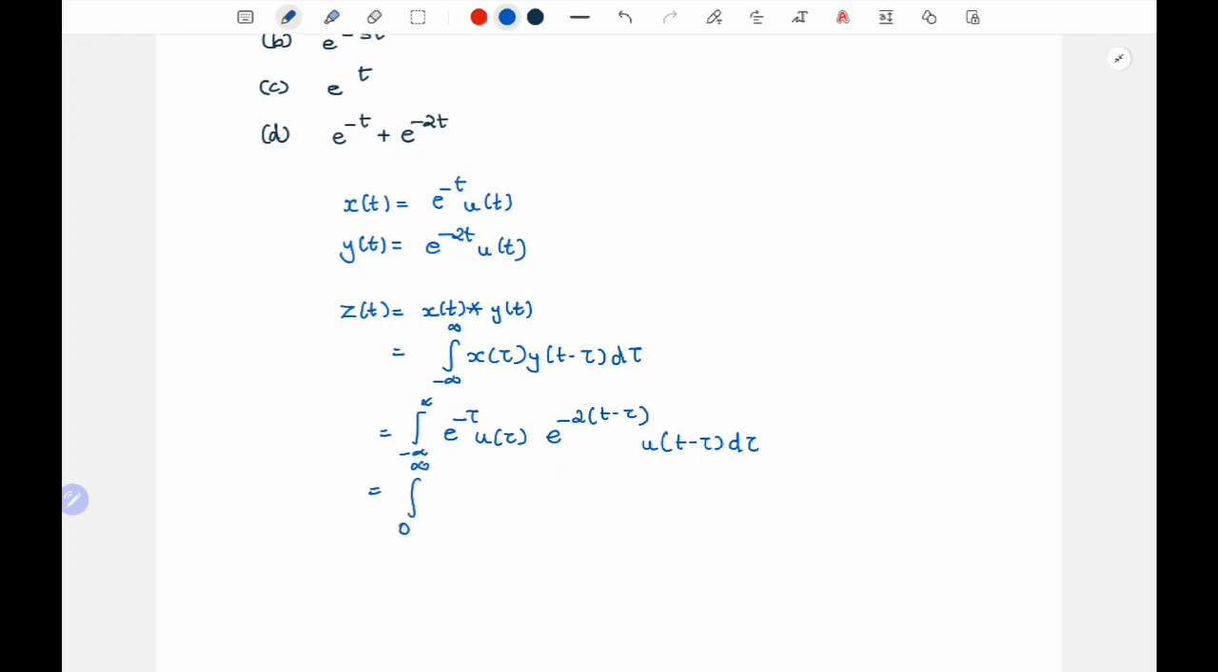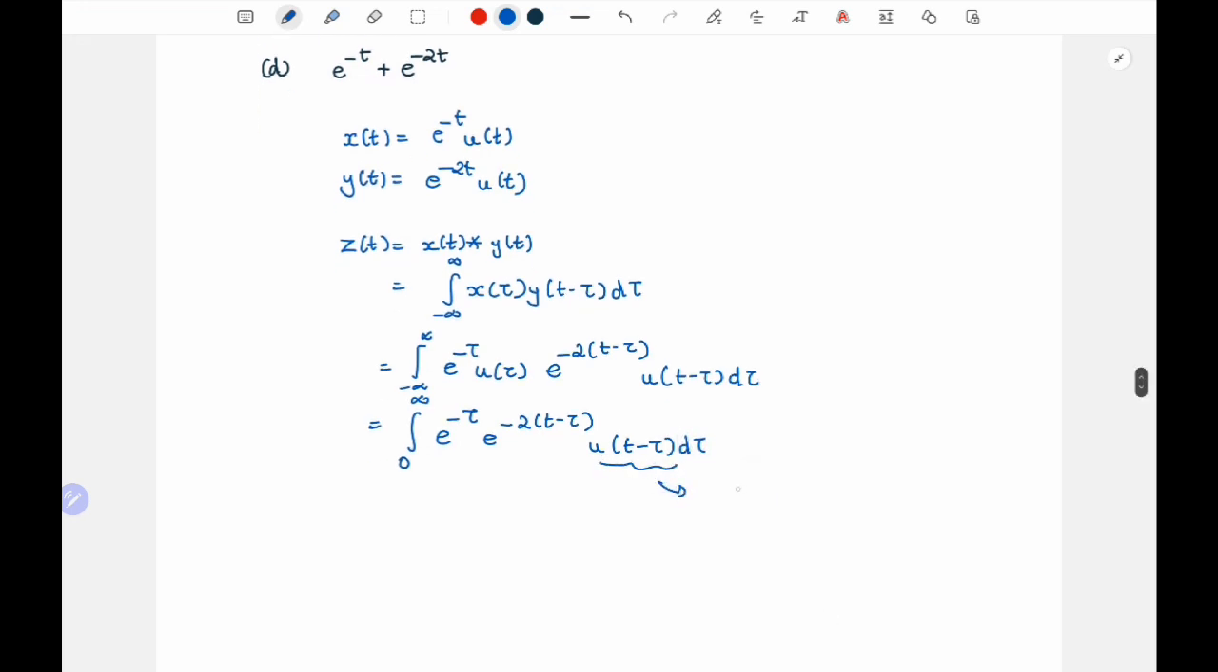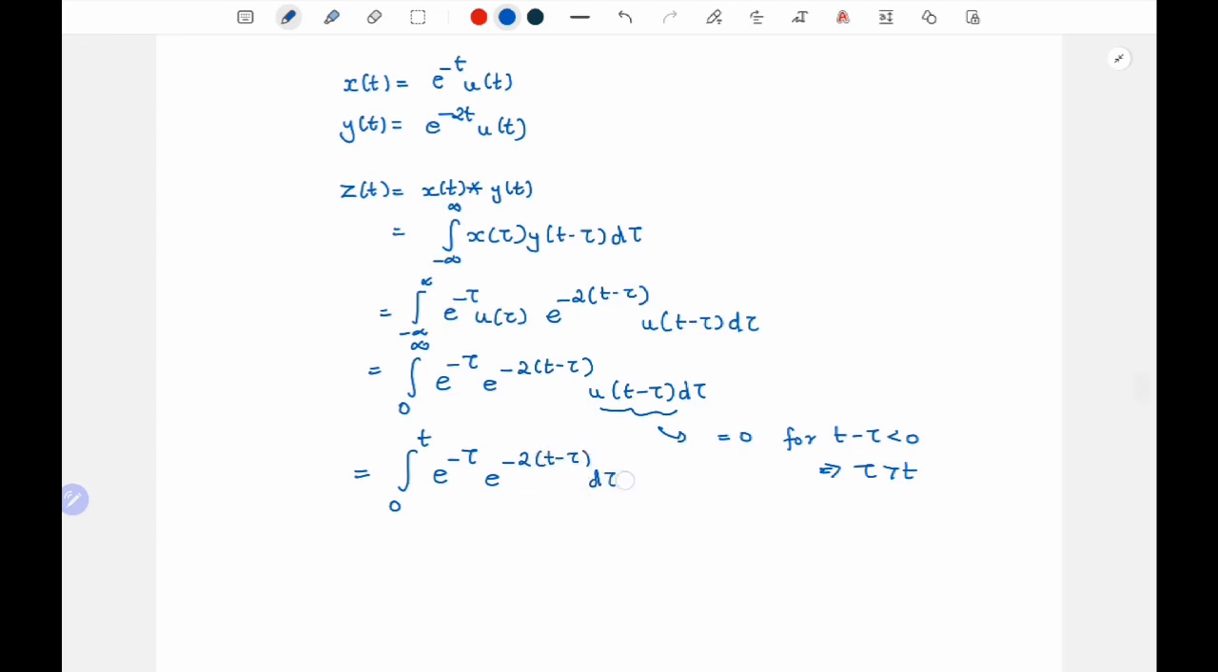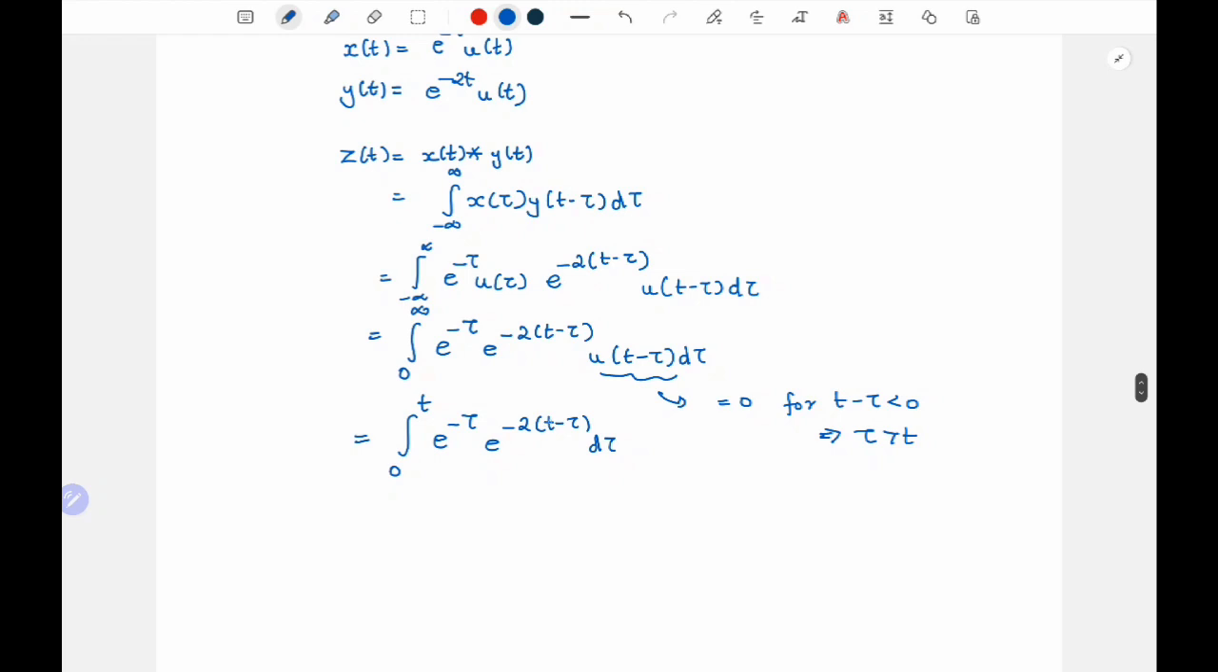So it will be from 0 to infinity, e power minus tau, e power minus 2 into t minus tau, u of t minus tau d tau. And what does this u of t minus tau do? It is equal to 0 for t minus tau less than 0, which implies for tau greater than t. So for tau greater than t also, this integral is going to be 0. So then we have, from 0 to t, e power minus tau, e power minus 2 into t minus tau d tau. This is the simple integral we have, and here t is going to be constant, so we can take it outside.